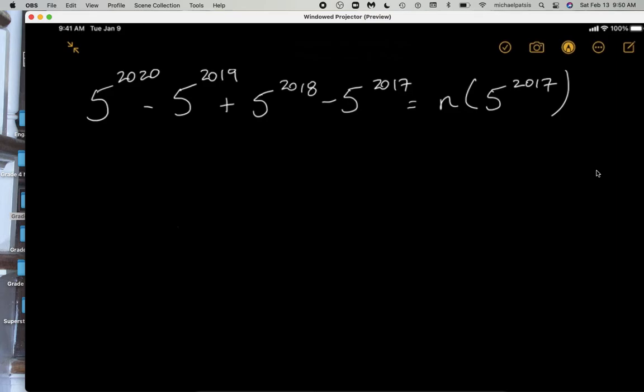Well, the first thing you want to notice is that the end answer has 5 to the 2017. So can we change these to 5 to the 2017? Yes, we can do this. What we do is we set up individual situations where 5 to the 2017 is involved.